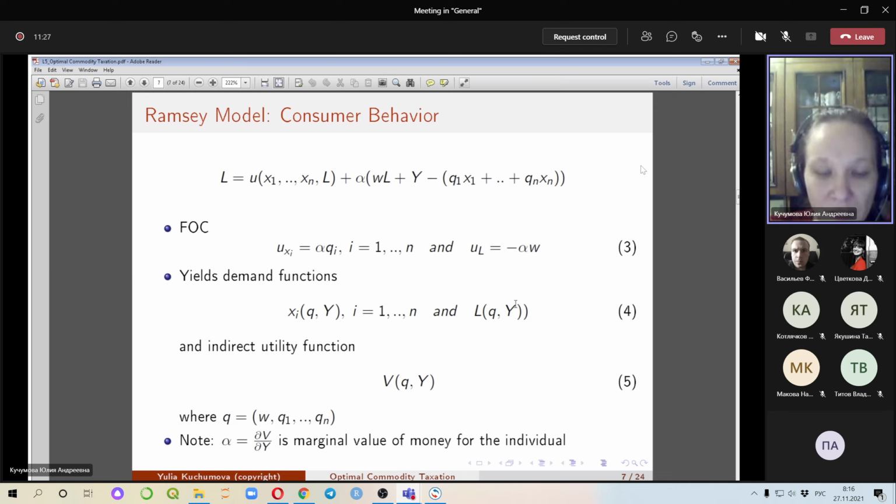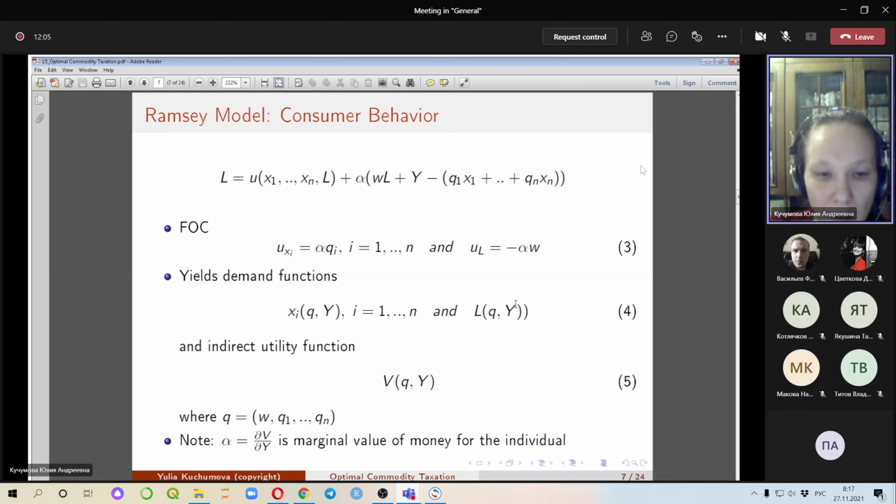Also, we can now calculate the indirect utility function by plugging the demand functions we just found into the utility function. We will denote the indirect utility function by capital V, V of Q and W. So once we know the indirect utility function and the demand function, we can describe the behavior of the consumer. So we know the solution of the consumer problem.